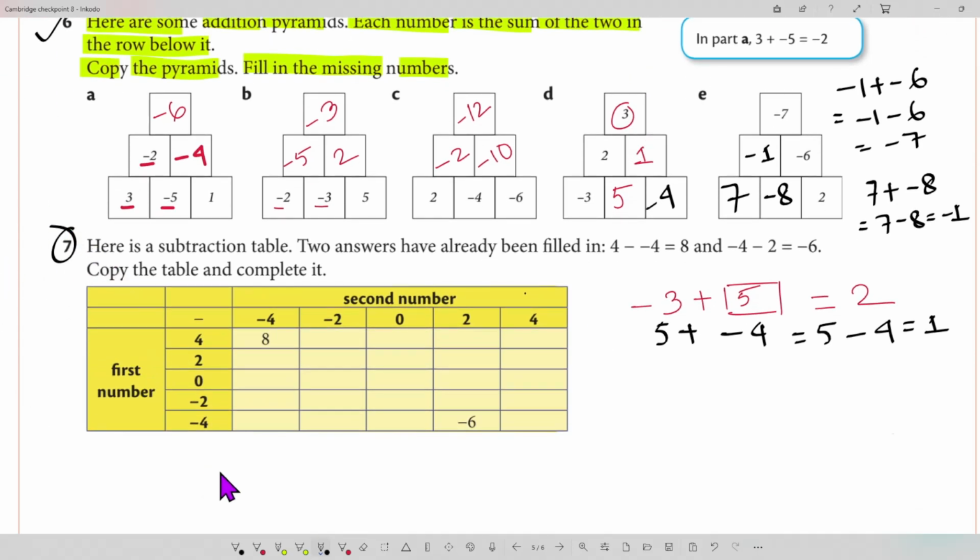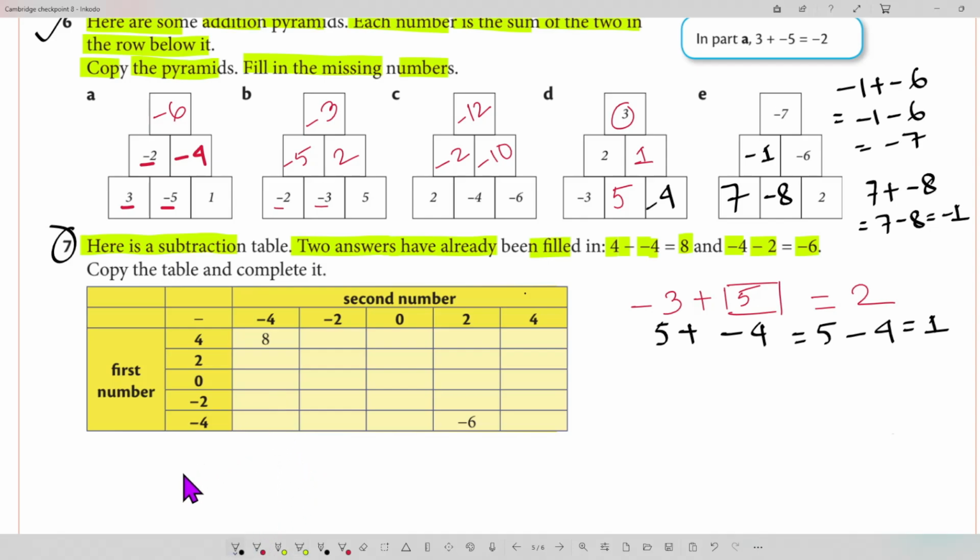Number 7. Here is a subtraction table. Two answers have already been filled. 4 minus minus 4, it will be 8. It's a very simple thing. Minus 4, minus 2, minus 6, also simple. Now we will follow, or we will complete our subtraction table.